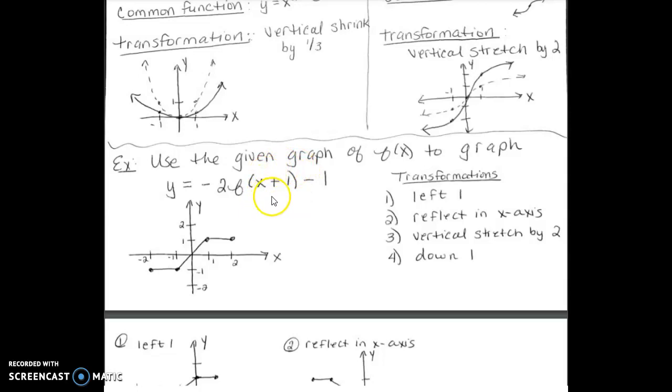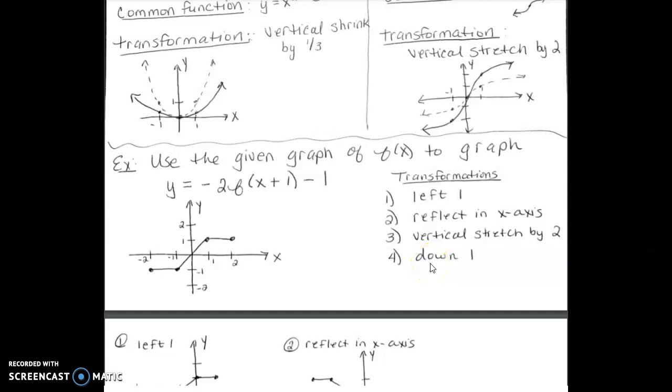This would identify our transformations. So notice on the inside we're adding 1, so that's adding on the inside, which is going to be a horizontal shift left 1. Outside here we've got a negative and a 2, so the negative is going to cause a reflection in the x-axis. Then the 2 is going to cause a vertical stretch by a factor of 2. And then finally, back here at the end, we have minus 1. That's going to be a vertical shift down 1.